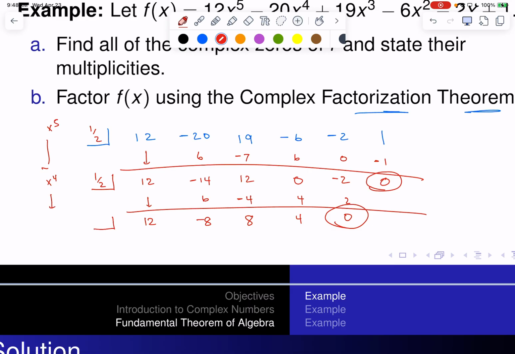Now we're down to x to the 3rd. Man, let's pray it works again, because if it does, we're down to x squared and quadratic formula will finish it for us. All right, what do we got? Does it work again? I bet it does. 12, 6, negative 2, negative 1, 7. No. Dadgummit.